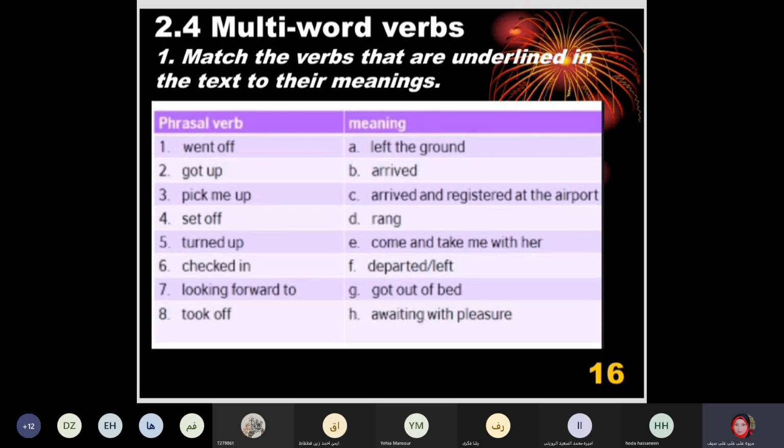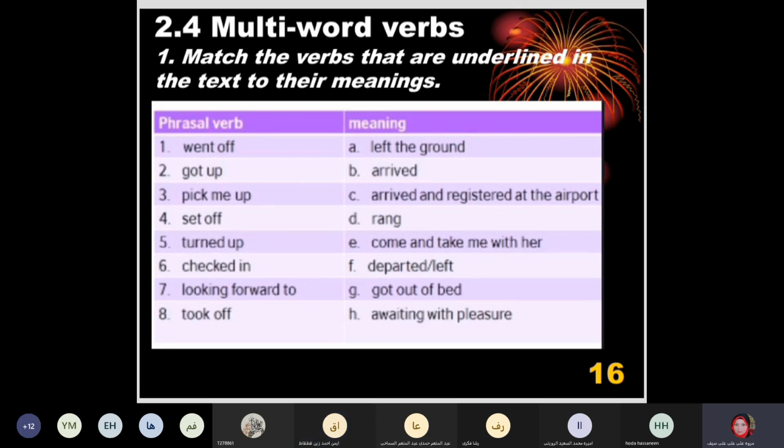So number five, turn it up. Yes, Miss Marwa, go ahead. Arrived. Thank you very much. Yeah, arrived. That's it. What about number six? Yes, Miss Maria, please. Arrived and registered at the airport.